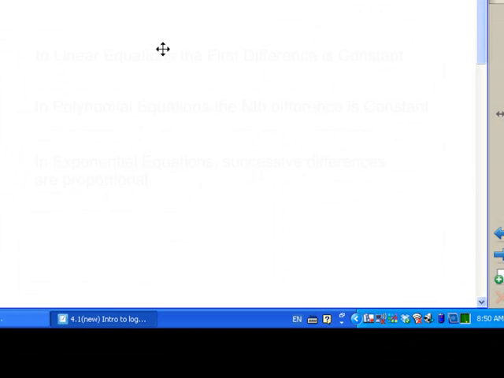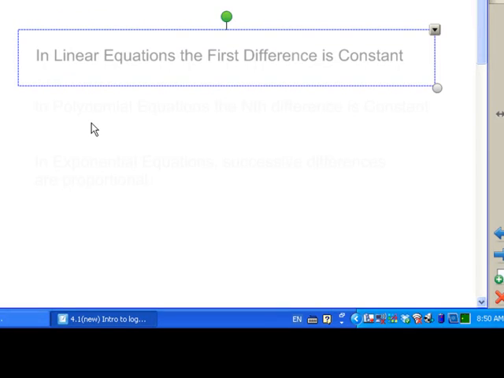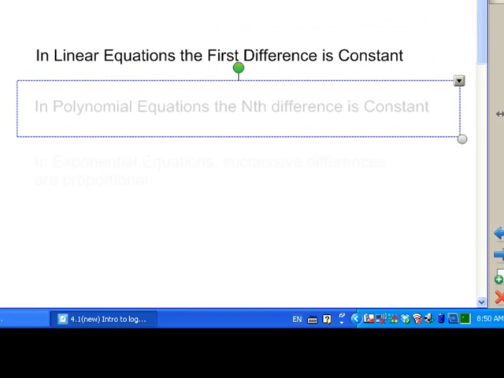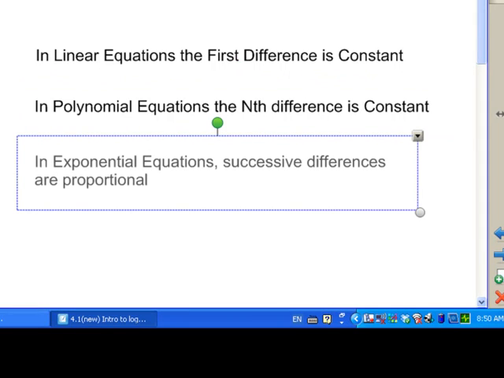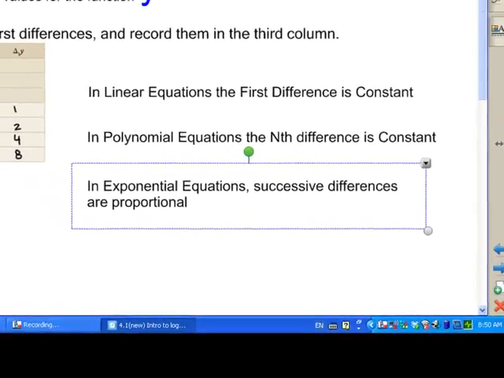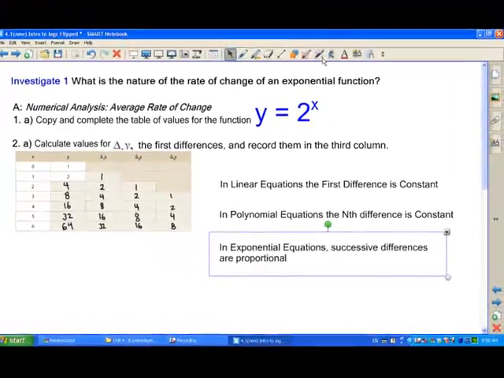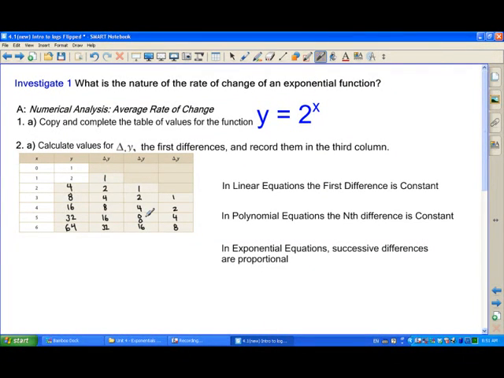Just to reiterate, in linear equations, the first difference is constant. In polynomial equations, the nth difference is constant, where n is the highest exponent. And in exponential equations, successive differences are proportional. So let's just take a look at what that means. In exponential equations, successive differences are proportional.